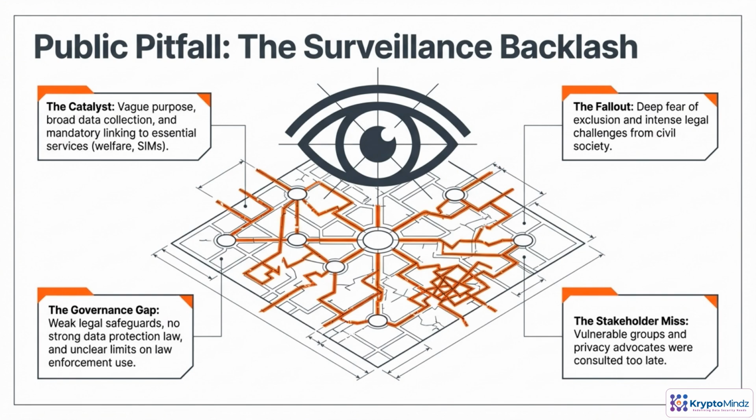Now consider a very different story. A government rolls out a national digital ID, then quietly links it to welfare, SIM cards, and travel. Data collection is broad, purposes are fuzzy, and oversight is weak. Civil society spots the risks: exclusion, tracking, and abuse of power. Lawsuits, protests, and bad press follow. The lesson: unclear purpose, poor safeguards, and late stakeholder input almost guarantee a surveillance backlash.